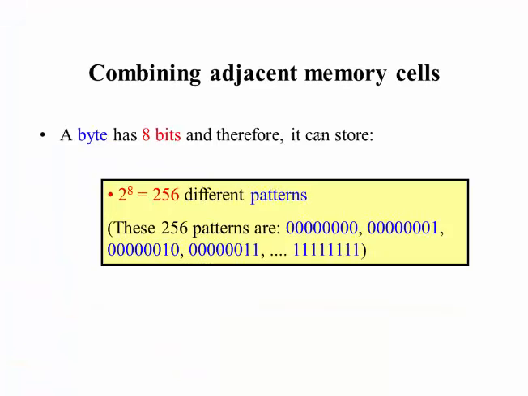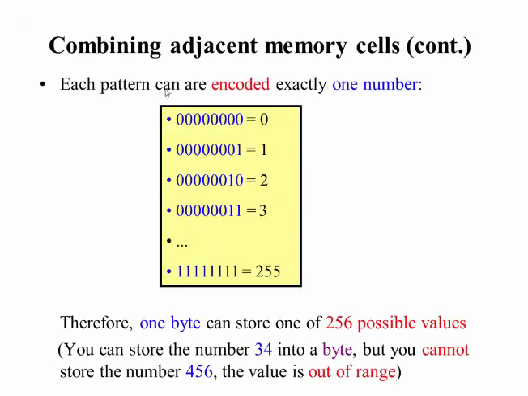A byte has 8 bits, and therefore it can store 2 to the power of 8, or 256 different patterns. These 256 patterns are 00000000, 00000001, 00000010, 00000011, and so on until we get all ones. Each pattern can be encoded as exactly one number.